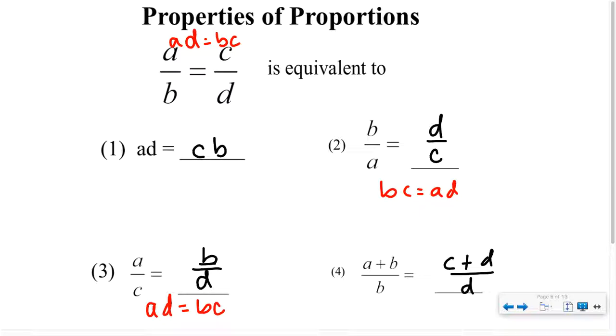Larry, number 4, how would I do that one? Yeah, the AD. DA, wait, hang on. Oops.